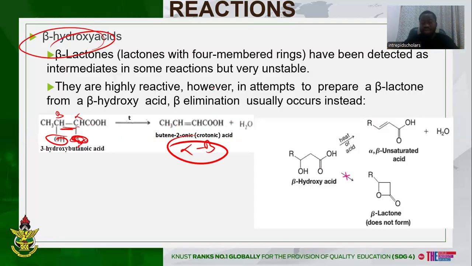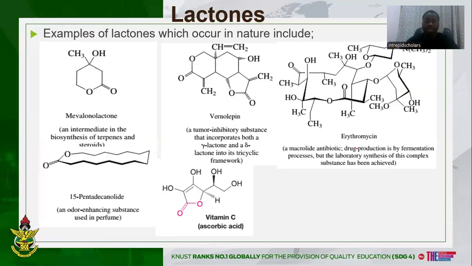Now, this has been demonstrated here. If I have a beta hydroxy acid like this and I heat it, I have an alpha beta unsaturation. I will not form a lactone because that lactone is not stable. Now, these are examples of lactones in nature. You have to keep at least one example in your head, right? The simplest, the most common of them is erythromycin here. You don't have to know the structure. This is the example, it's fine. And then vitamin C.